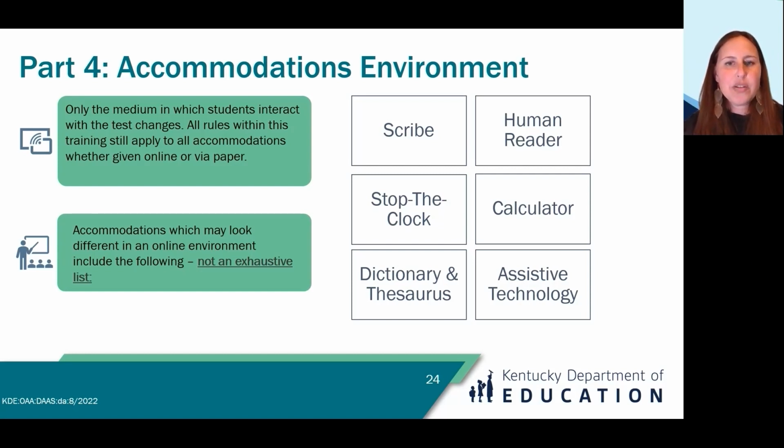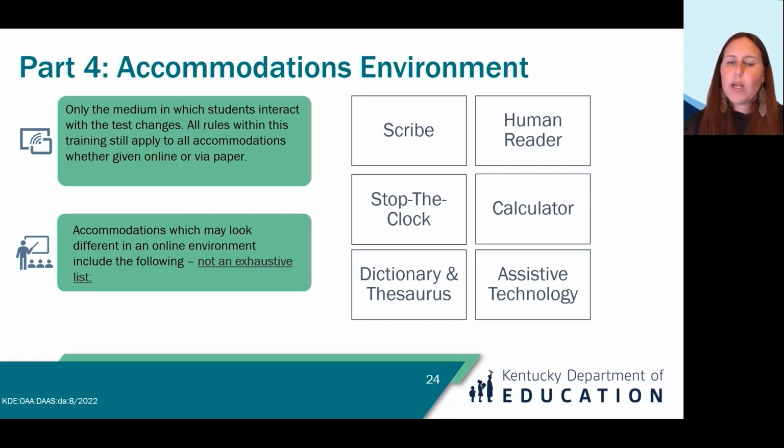Some of the accommodations which may look a little different are scribe, human reader, stop the clock, calculator, dictionary and thesaurus, and assistive technology. This is not an exhaustive list. To know exactly how these accommodations can be provided on a specific test, it is imperative to read the documentation for the test being proctored.